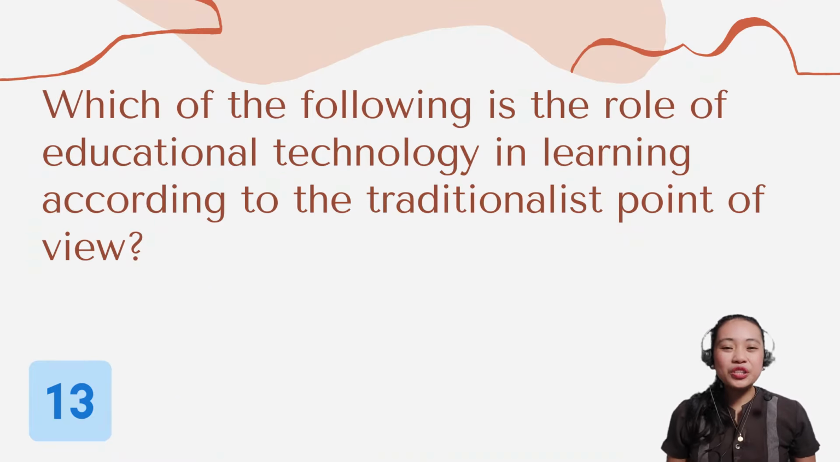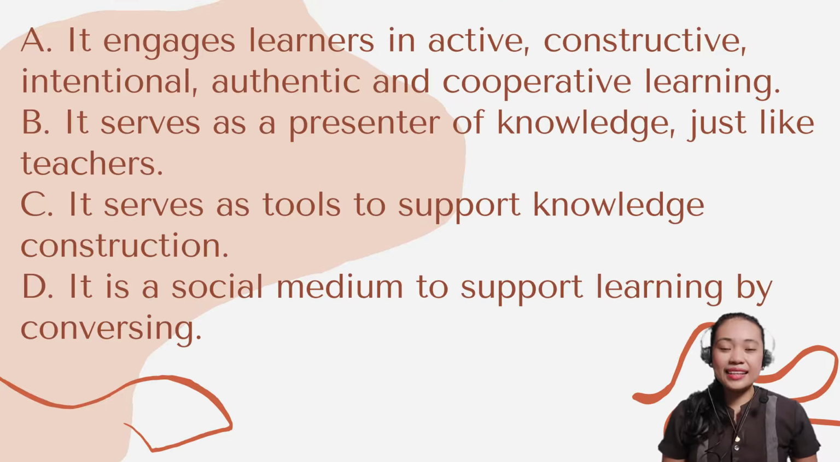Number 13. Which of the following is the role of educational technology in learning according to the traditionalist point of view? Letter A, it engages learners in active, constructive, intentional, authentic and cooperative learning. Letter B, it serves as a presenter of knowledge just like teachers. Letter C, it serves as tools to support knowledge construction. And letter D, it is a social medium to support learning by conversing.